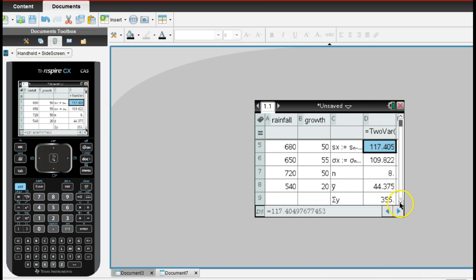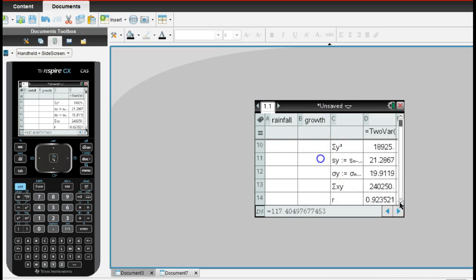So as we scroll down here, we can see that the mean of my Y list, my B column, the mean of the growth, is 44.35. We keep going down because what I'm looking for is this R value, 0.92. Remember, the maximum value of that is 1, and that would be perfectly linearly correlated. 0.92 is pretty close. It means that the points line up in a pretty straight line.